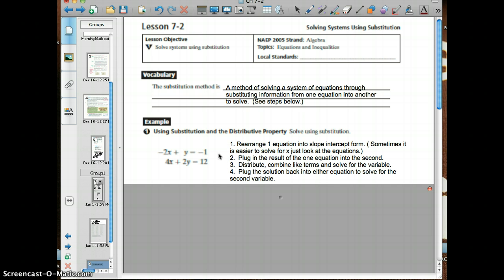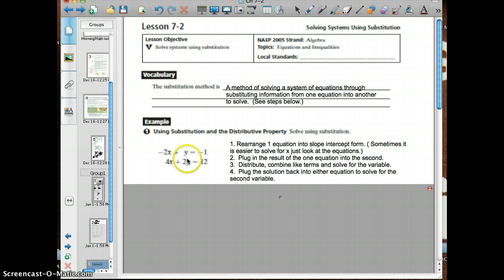You don't necessarily have to use slope-intercept form. You could rearrange it into an x equals equation if it were easier. Always go with the easiest route. The more steps and the more complicated it is to rearrange it into that one variable, the more the chances that you'll make errors in your math are going to be increased. So you want to do the easiest one possible.